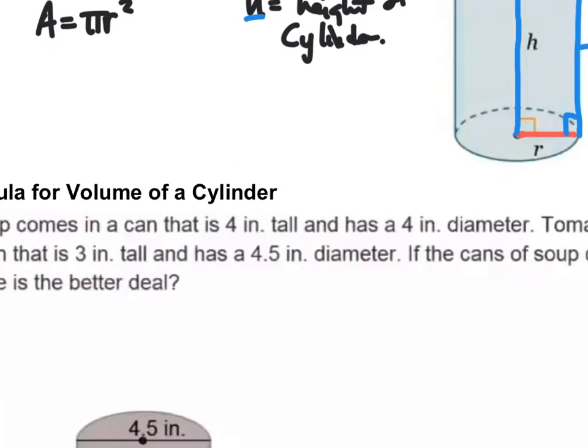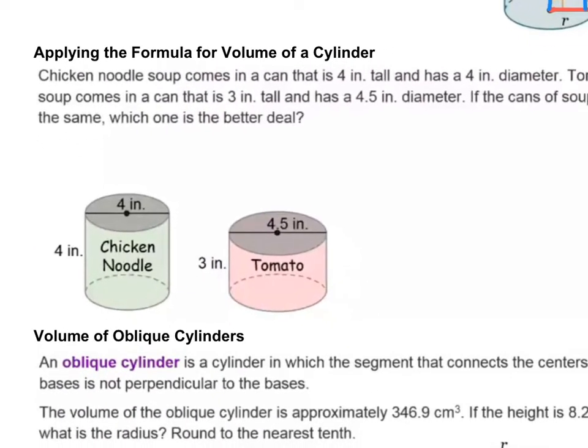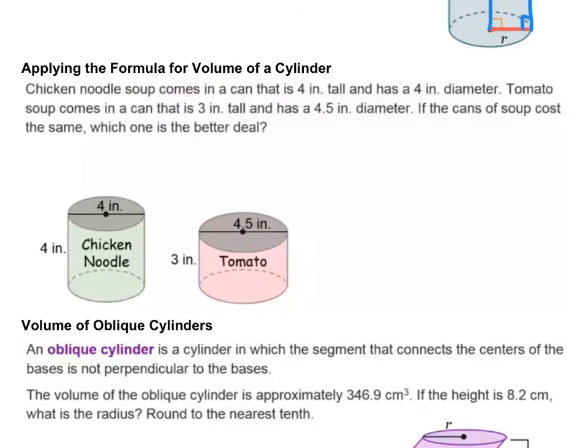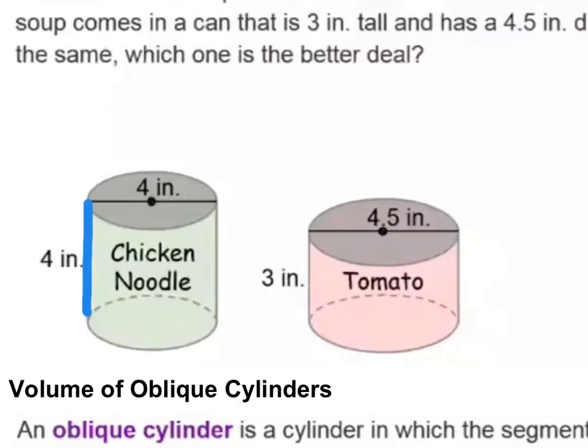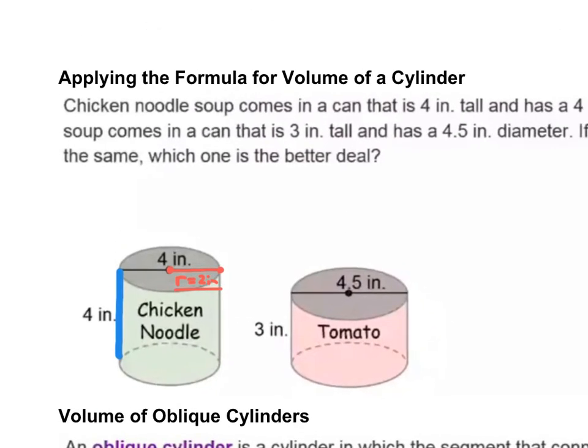So let's apply this formula for the volume of a cylinder. We have chicken noodle soup that comes in a can that is 4 inches tall. That's my height. It has a diameter of 4 inches. Now remember, the diameter is the distance all the way across. So the radius of this can would be this distance right here, and that radius would equal 2 inches. So our height is 4 and our radius is 2.